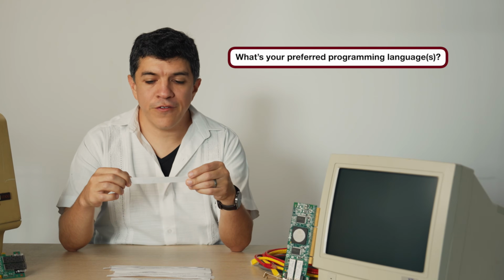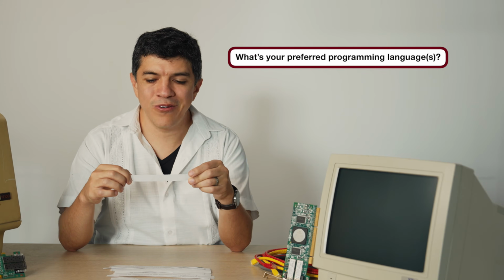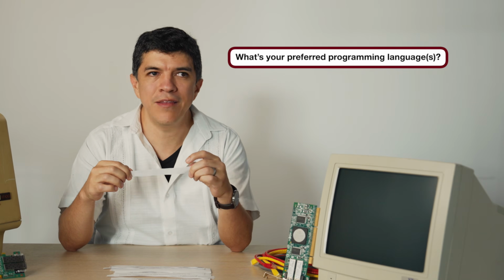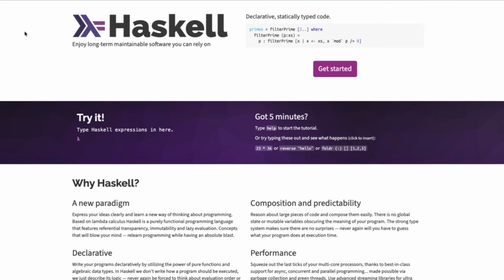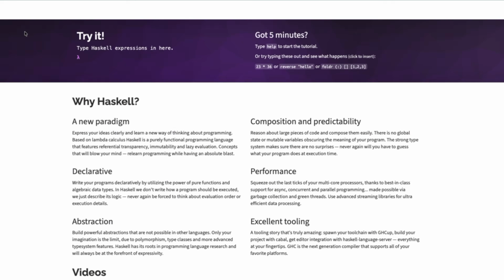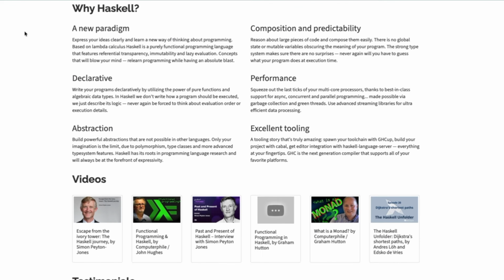What is your preferred programming language? Oh, this is actually a hard question. I think it really depends on what you're trying to accomplish, right? So for example, there are research languages like Haskell created by academics for researchers that are just beautiful in terms of the abstractions and the power that they provide, but I probably wouldn't use them to create a new website, for example.